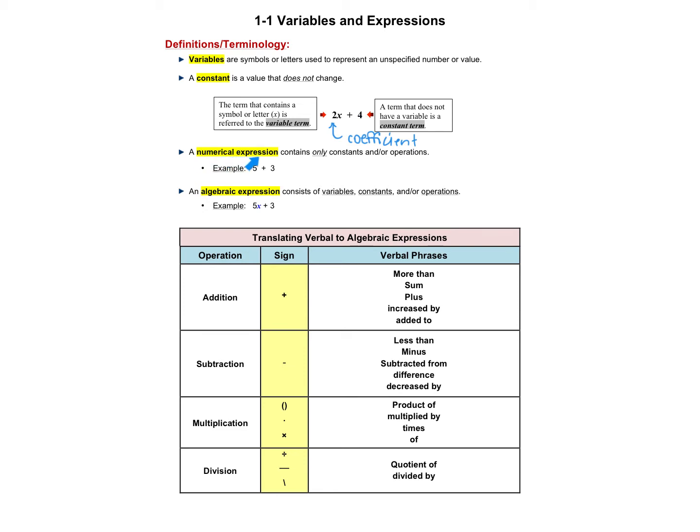There is a numerical expression, and a numerical expression is just something that contains only numbers. An algebraic expression is something that consists of variables, constants, and or operations. The following are all various ways or forms of saying addition, subtraction, multiplication, or division. So these are keywords that we're going to see throughout while we're translating our verbal to algebraic expressions.